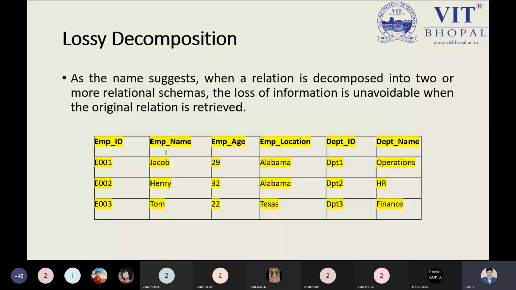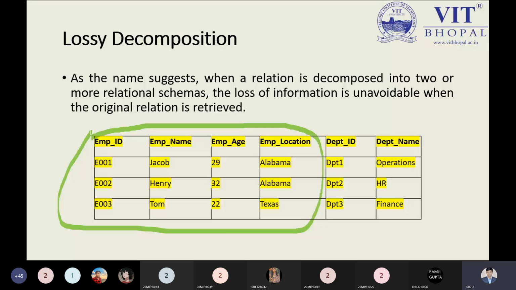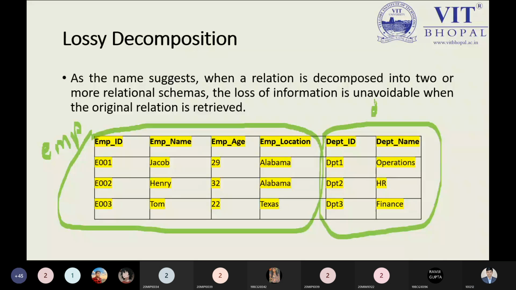Now its reverse is the lossy decomposition. In lossy decomposition, you can easily say we have the same table or same relation, something like R1. So a lossy decomposition will lose information. This part belongs to the employee, and if I'm talking about this one, it belongs to the department. So I am marking it with a circle for clarity. You can say this could be R1 and this could be R2, in a simple way.